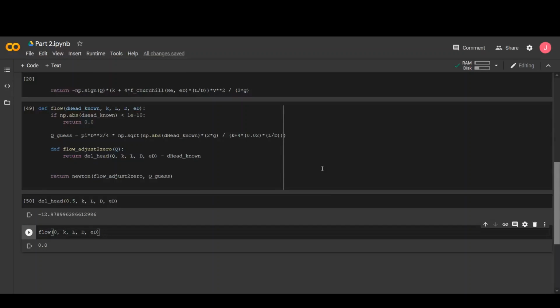So to go a little further, I'm going to make another video. In part 2, I'm going to look at a network of pipes, and I'm going to solve for the flows and delta heads in all the pipe segments.